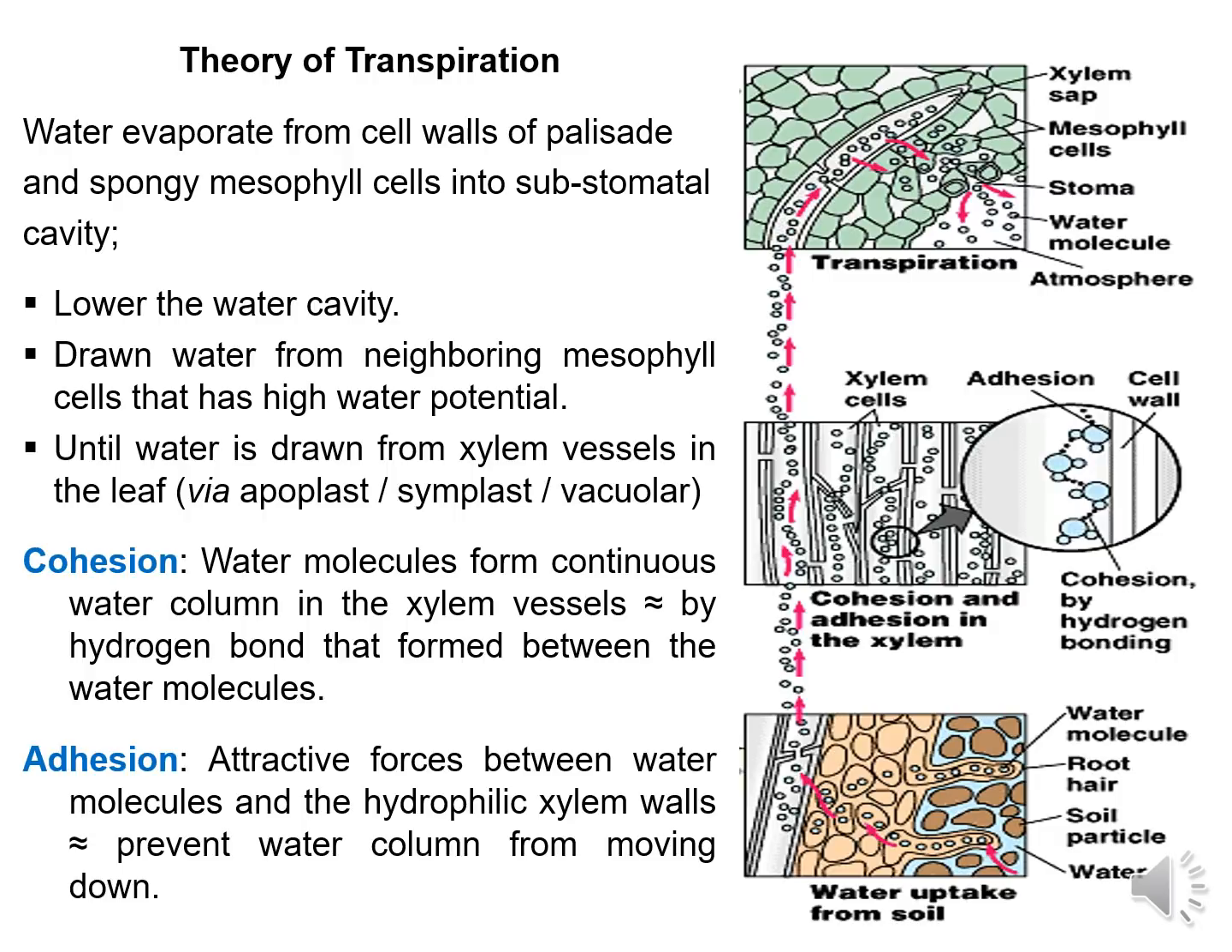Therefore, it creates a lower water cavity and it will draw the water from neighboring mesophyll cells that have higher water potential, until all the water is drawn from the xylem vessel in the leaf via the apoplast. It can be symplast or it can be vacuolar.